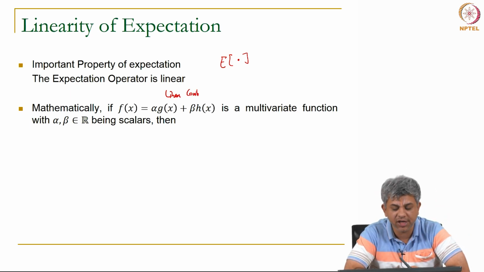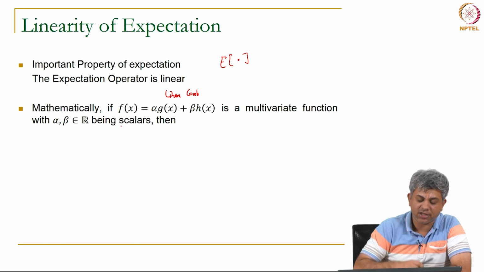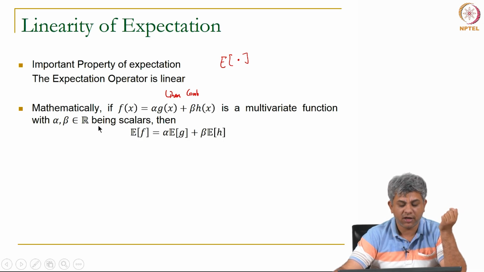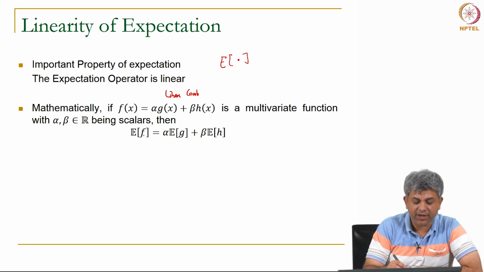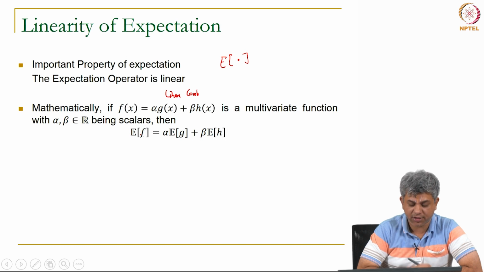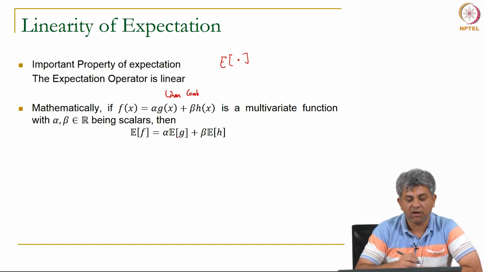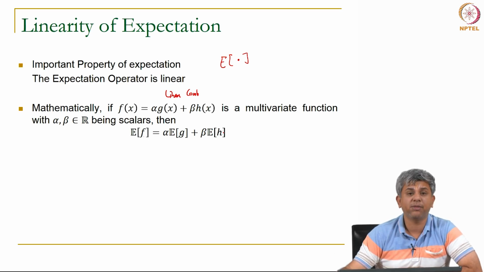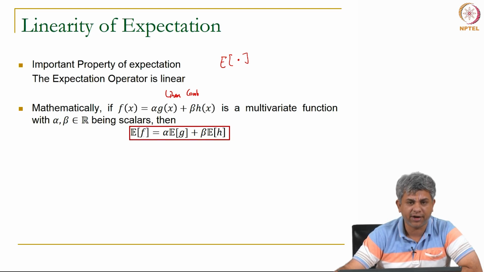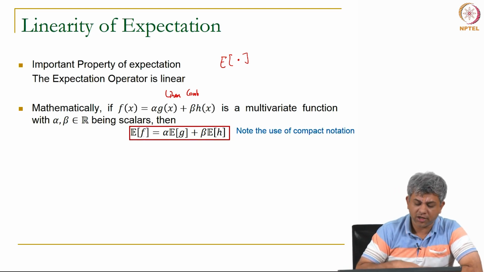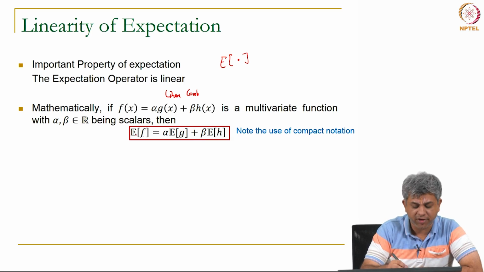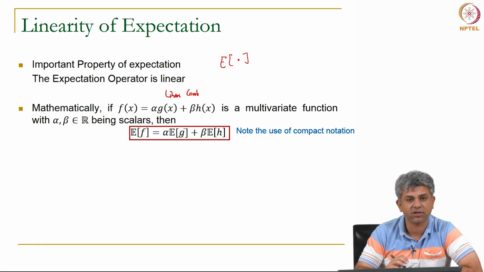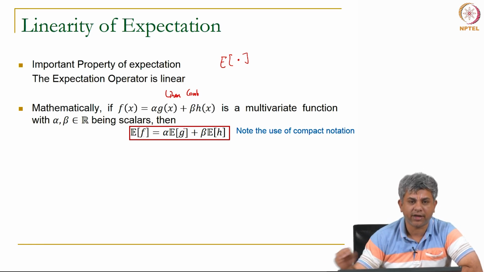If f is a linear combination of two other functions g and h, with alpha and beta, let us say, being scalars, so alpha times g of x plus beta times h of x is f of x, then the expectation of f can be written as alpha times expectation of g plus beta times expectation of h. This is an important property, we will prove it in the next slide. Also notice that I have used compact notation here. Instead of writing expectation x tilde p of f of x, I simply used expectation of f is alpha times E g plus beta times E h.